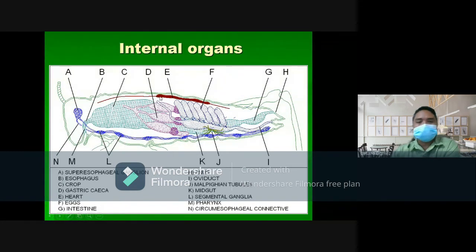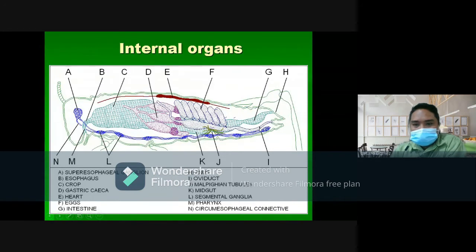Okay, this is what we call the insect's heart. If you look at the heart of an insect, it is located in the abdominal part of an insect. This one also is what we call the insect's eggs, for the females. Okay, attached to the crop is what we call the intestine. And the insect's anus is located near the epiproct of an insect.